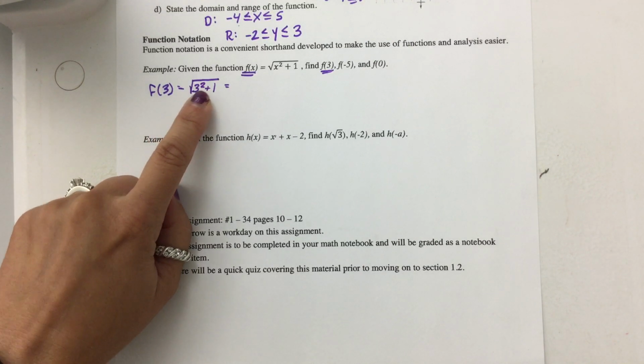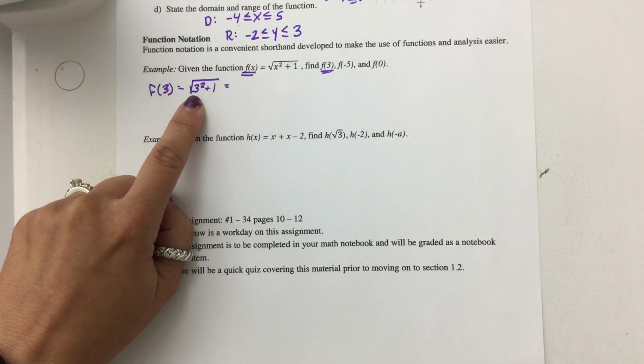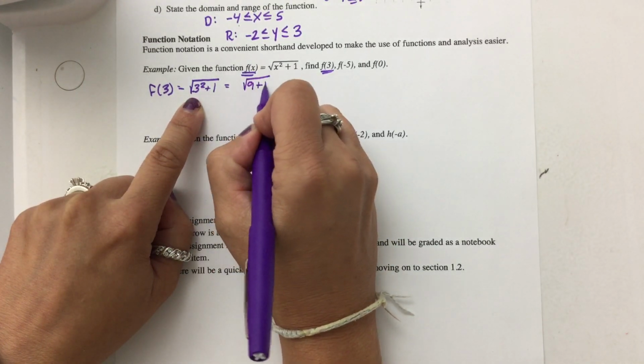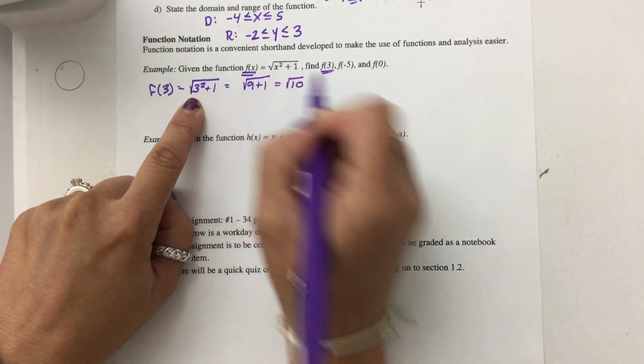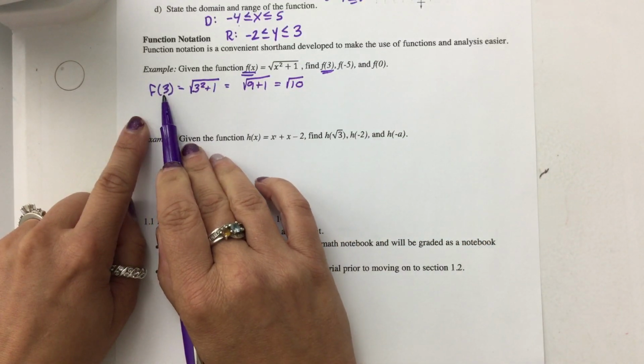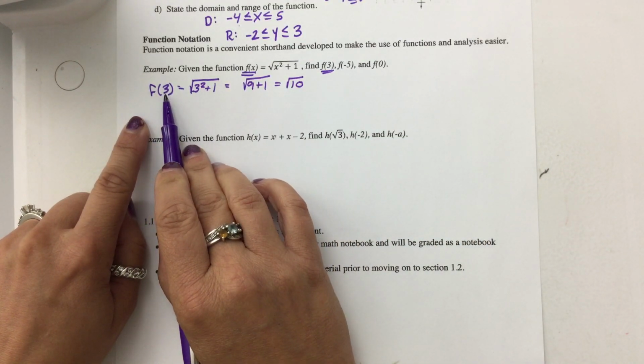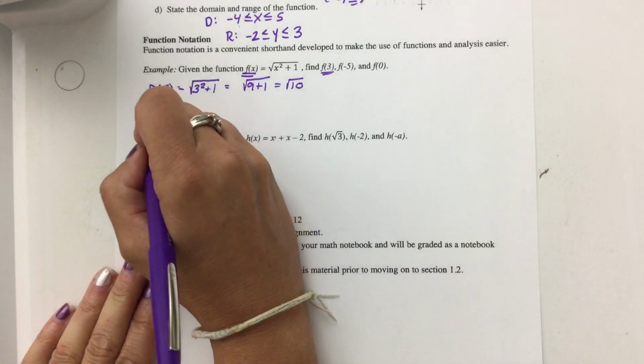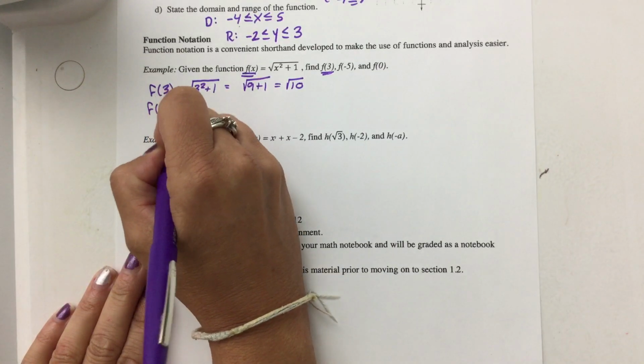Now it's order of operations. I would square the 3 before I'd add the 1. 3 squared is 9. 9 plus 1 is 10. So f of 3, if you take the f function, replace the x with a 3, your solution is the square root of 10.